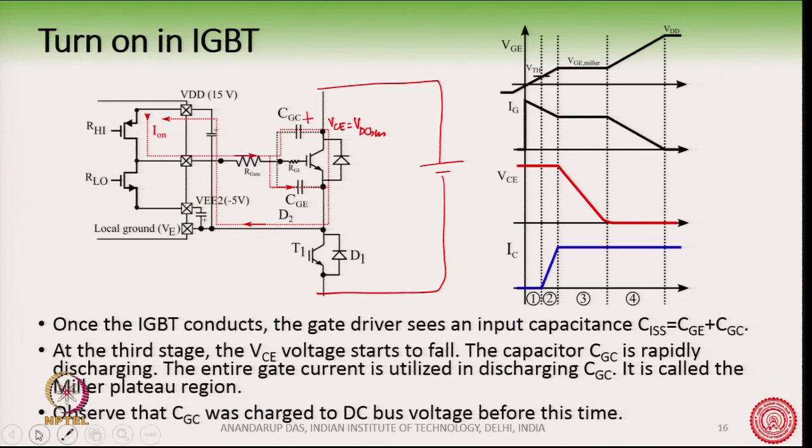Again, in the third region there is a power loss. So, the power loss is happening in stage 2 and stage 3, or region 2 and region 3.